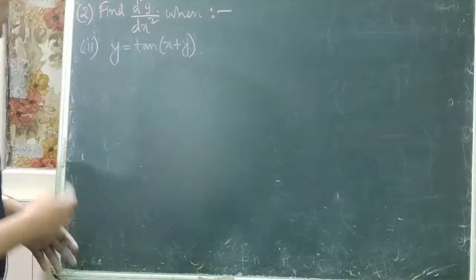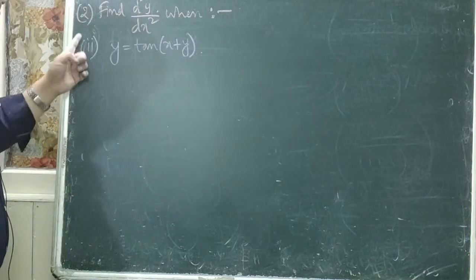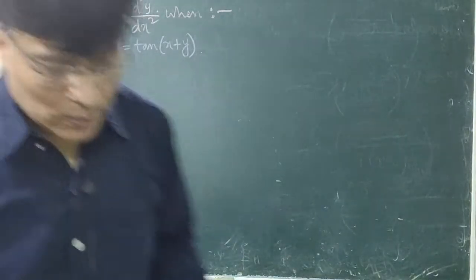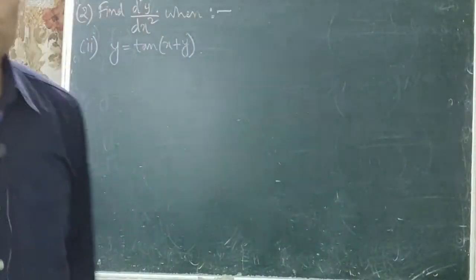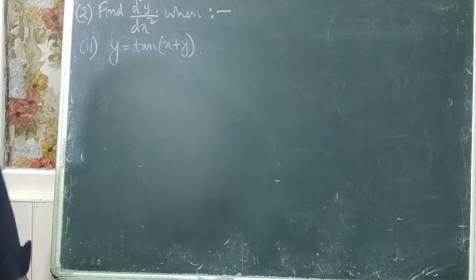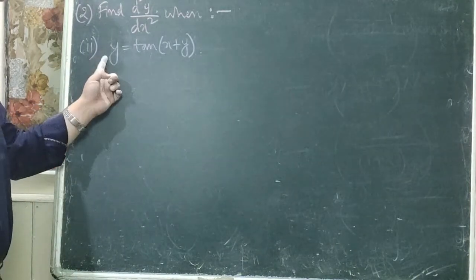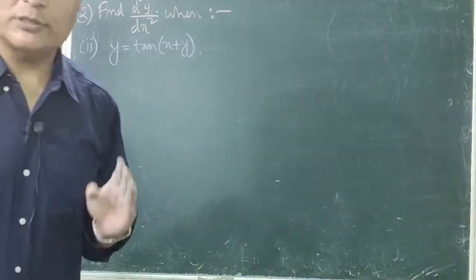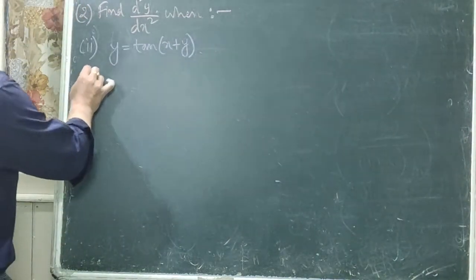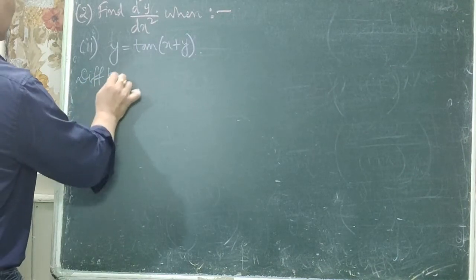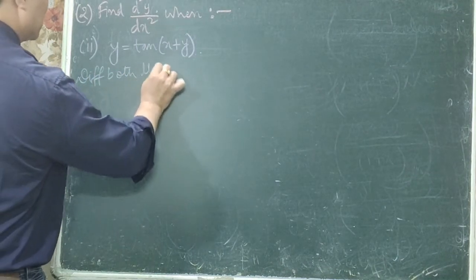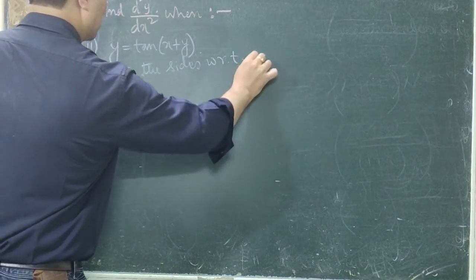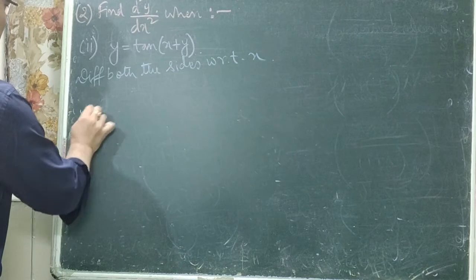So now we'll do the next question, that is number 3 of question number 2. Oh, I think it is number 2. This is question number 2 of number 2. You have to find out d2y by dx square when y is equal to tan of x plus y. So first you find out dy by dx, right? So write down differentiating both the sides with respect to x. So what do we get?